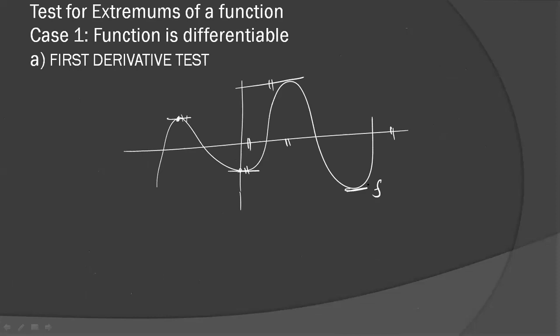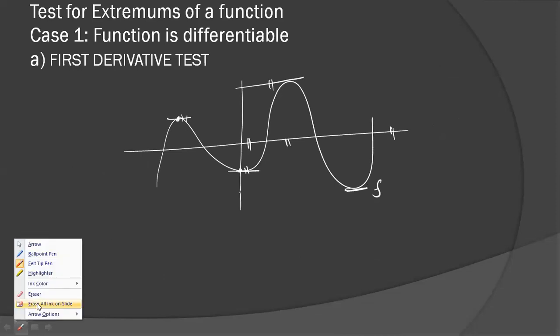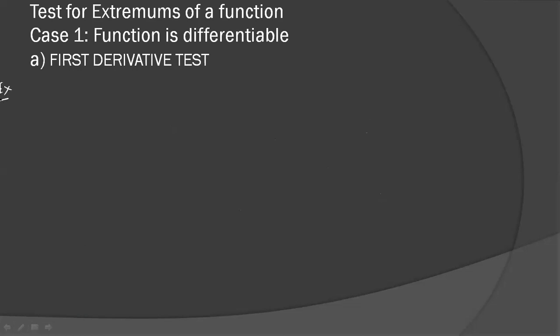So let's see one example based on the first derivative test. Example 1. If we have a function f(x) equals 5x cubed plus 2x square minus 3x. Check the extremum. Interval is not given. It means we are talking in the entire real line. So what will be the derivative? f dash x will be 15x square plus 4x minus 3.